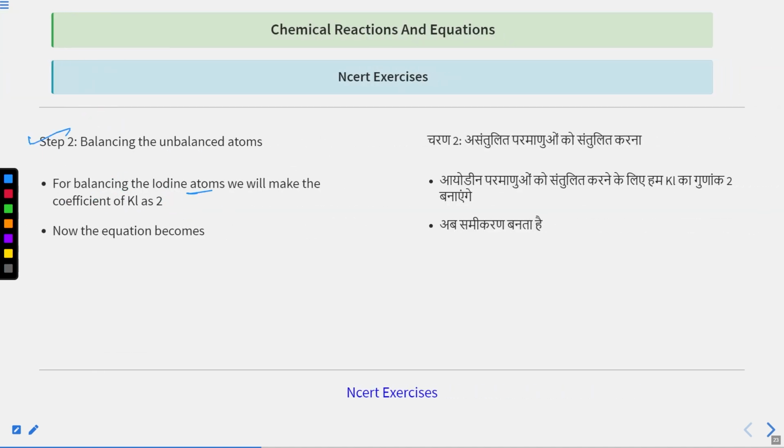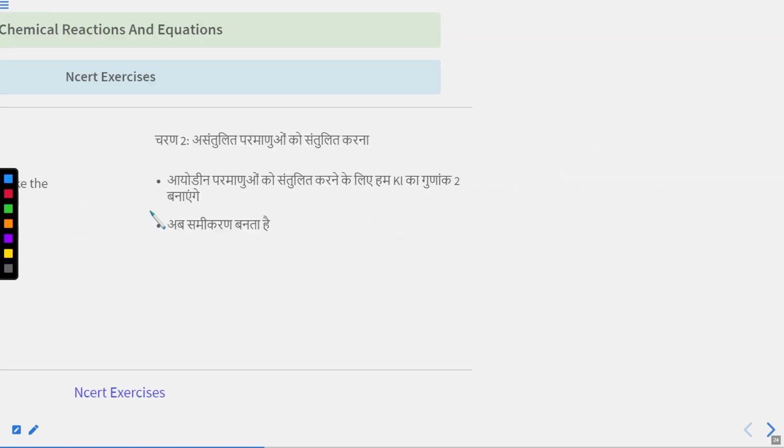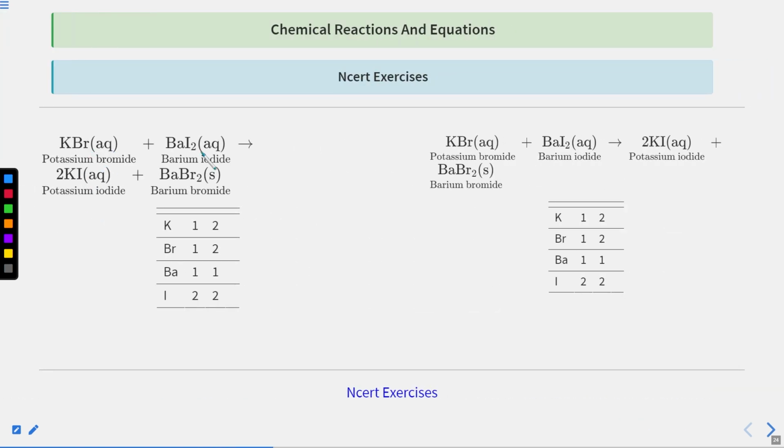Step 2, for balancing the iodine atoms, we will make the coefficient of KI as 2. So we will put a coefficient in front of KI to balance the iodine. What will happen? The number of potassium will change, right? So now the equation becomes KBr plus BaI2 gives 2 KI plus BaBr2.